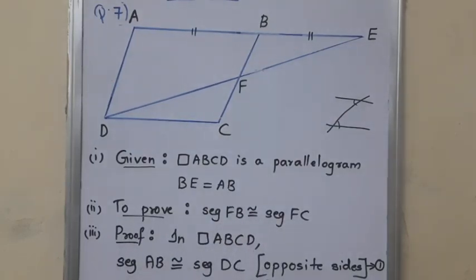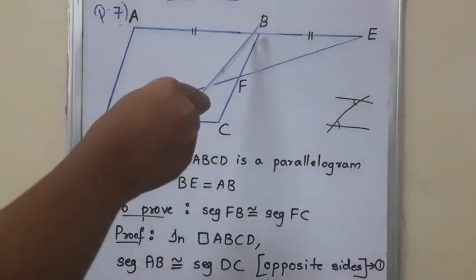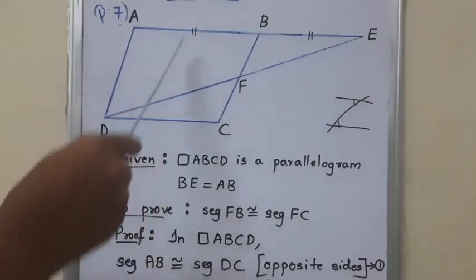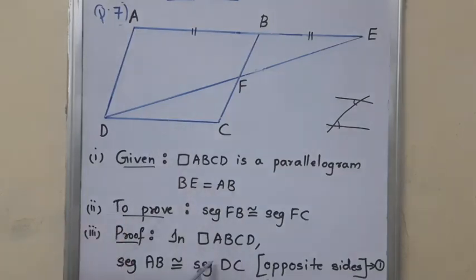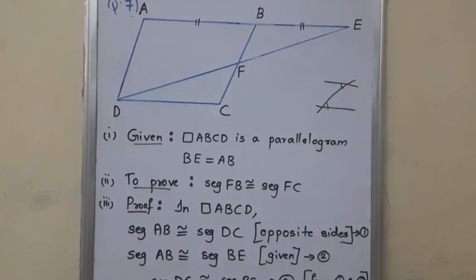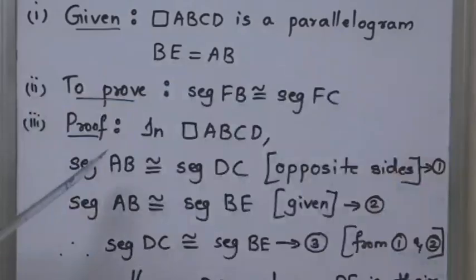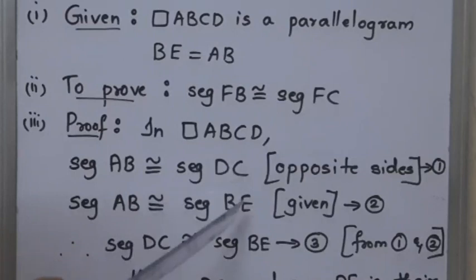Now coming to proof, first we are taking in quadrilateral ABCD, segment AB and segment DC. They are opposite sides, hence they are congruent. Let it be equation number 1. Now as per given, segment AB congruent to segment BE. Let it be equation number 2. Left hand side is congruent, therefore right hand side also should be equal. Therefore we have written segment DC is also congruent to segment BE. Let it be equation number 3.